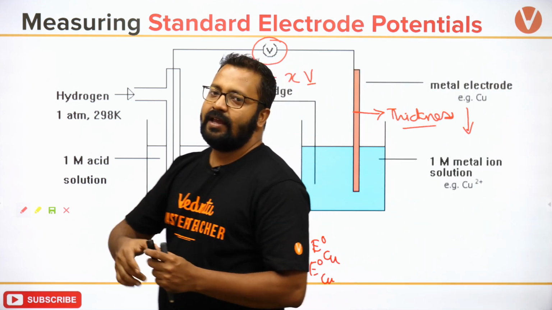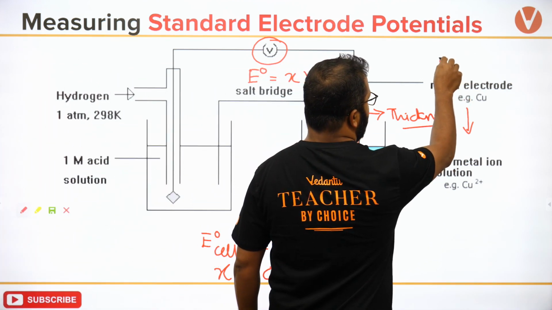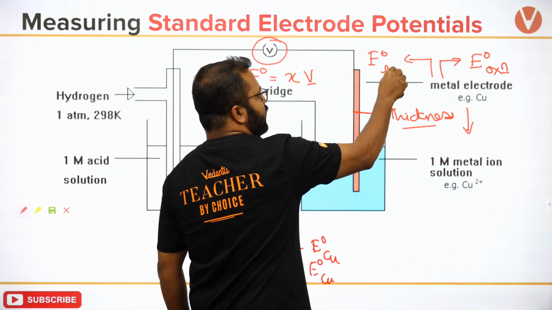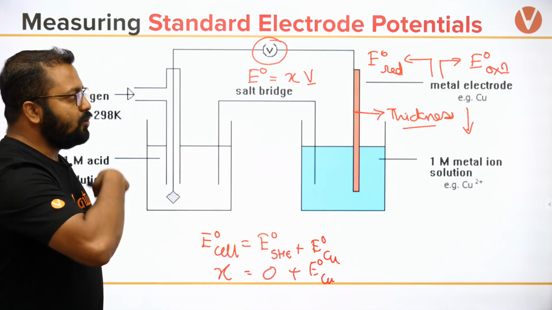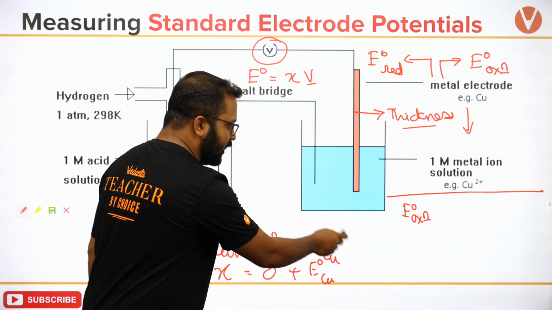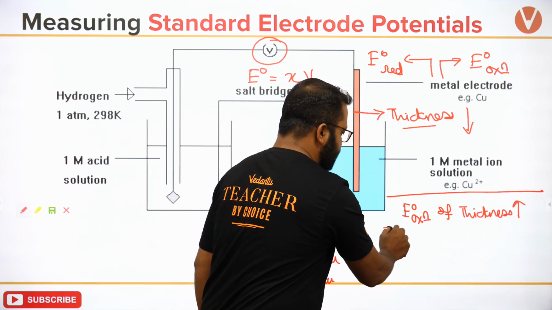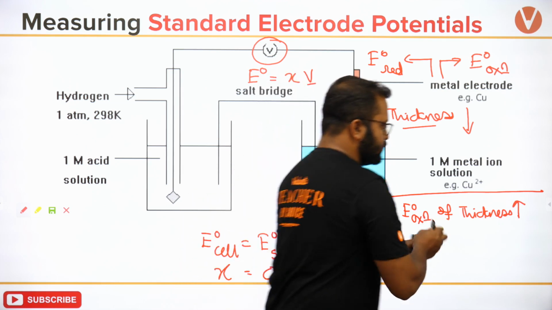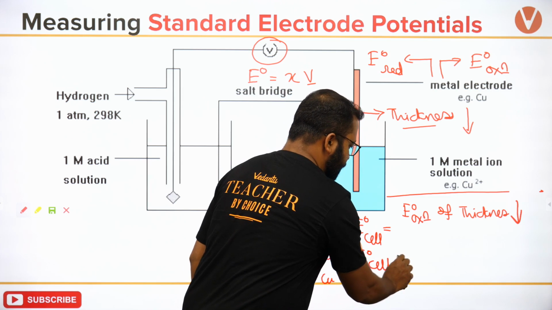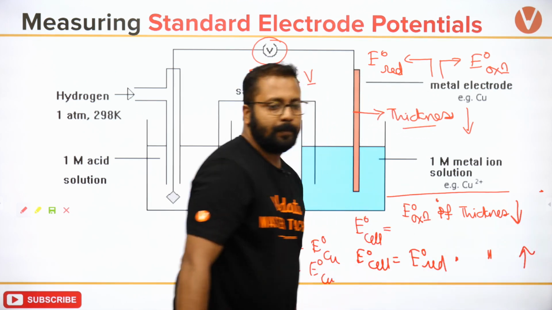If the thickness is increasing, then the value that I measure is nothing but the reduction potential. So remember, for any metal electrode you can have two values. You can have a value of E0 of oxidation, and you can also have a value of E0 of reduction. When you write these two values, E0 of cell will become E0 of oxidation if thickness decreases, and E0 of cell will become E0 of reduction if thickness increases.